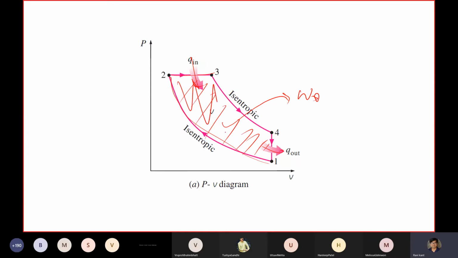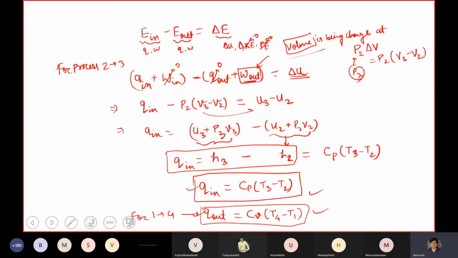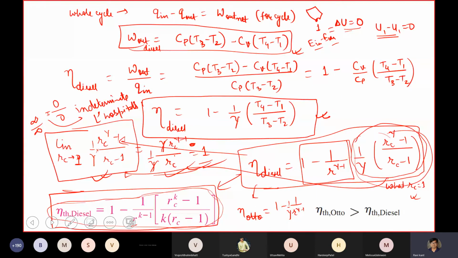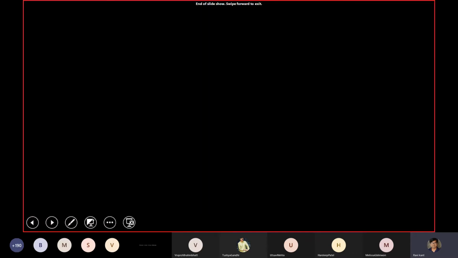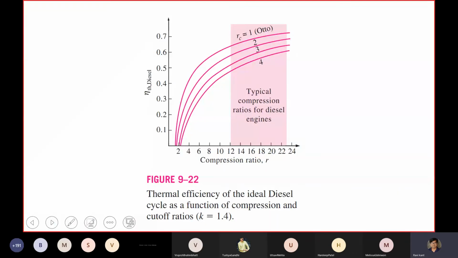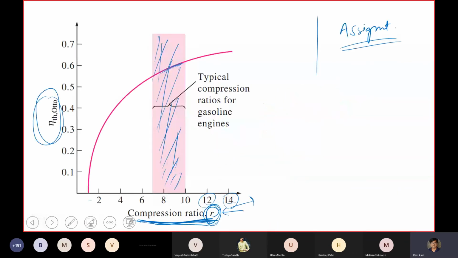Again, you can think of it as a black box: Q in, Q out, work out, which you are getting on the PV diagram. These are the thermodynamic analyses, and the efficiency of the diesel cycle comes out to be this. But don't worry about this formula. I will not ask you these things. Okay, so fine. Let me go back and tell you what our assignment could be.